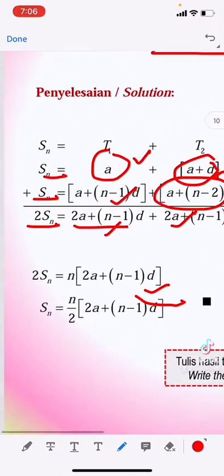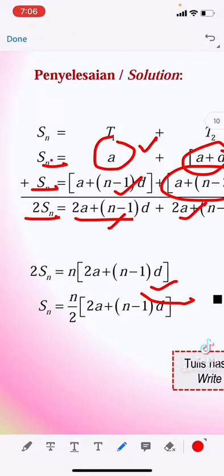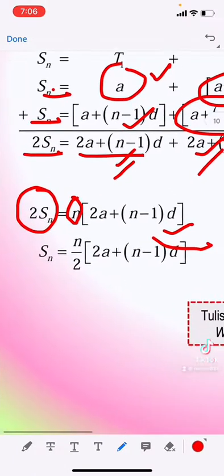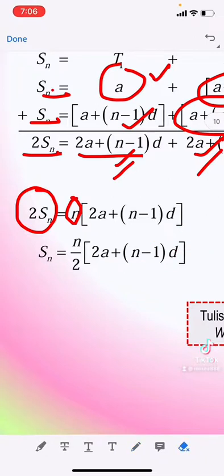So after that, you say, if I add Sn plus Sn, I got 2Sn, right? And the 2A plus n minus 1D seems like it repeats according to n, right? So it's n times, number of times follows the n, right? So you just n times. So hence you almost got the answer already for the proving.